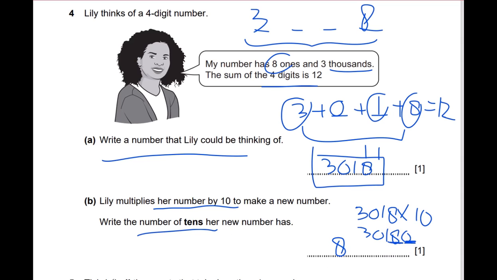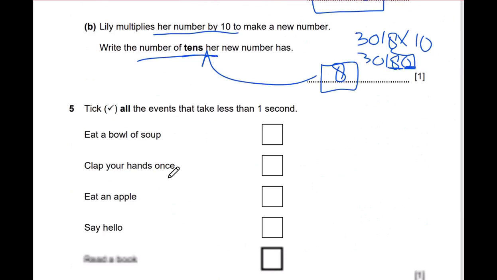8 tens in her new number. 8 tens. Because this is 80. So, I hope it's clear? Next, we move on. Question 5.